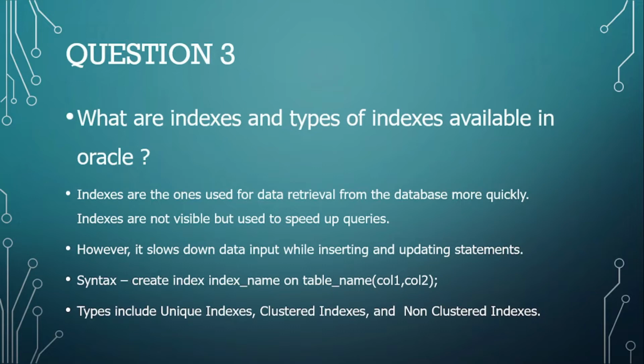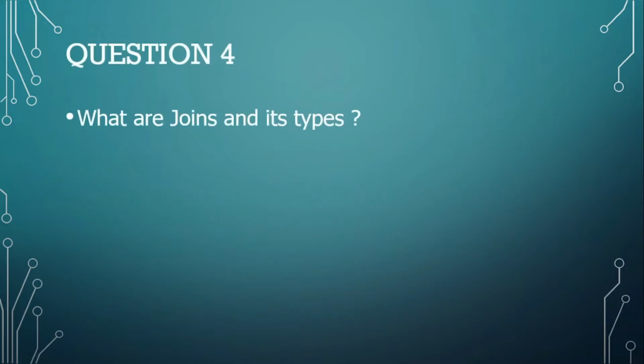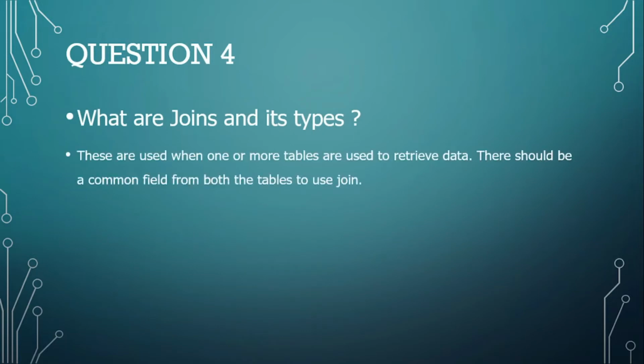And the syntax is just that simple: create index index_name on table_name of column1, column2, and the types include clustered, non-clustered and unique indexes. So whenever we try to place indexes on a table and try to update or insert into it, it just slows down the data input. So let's go to question number 4 now.